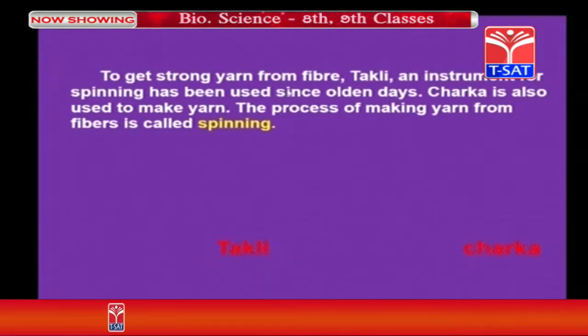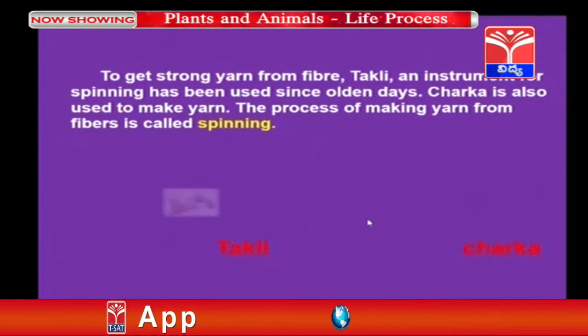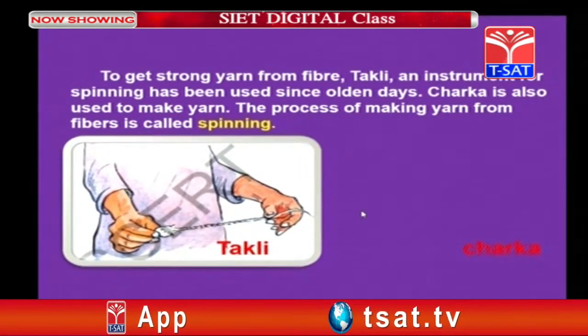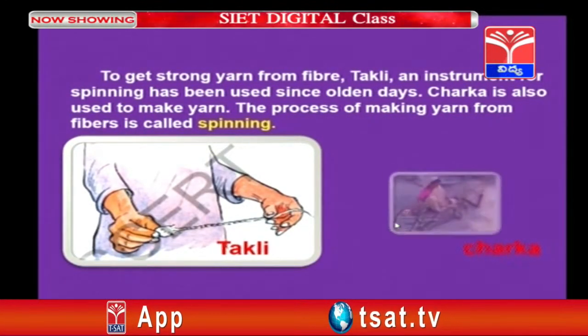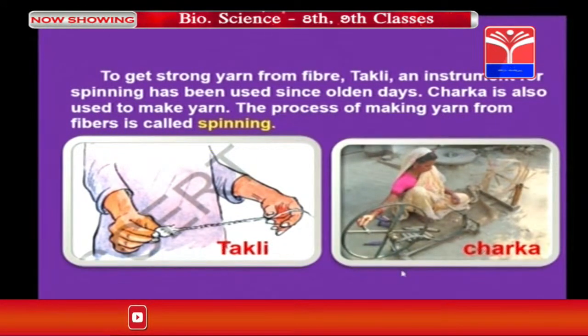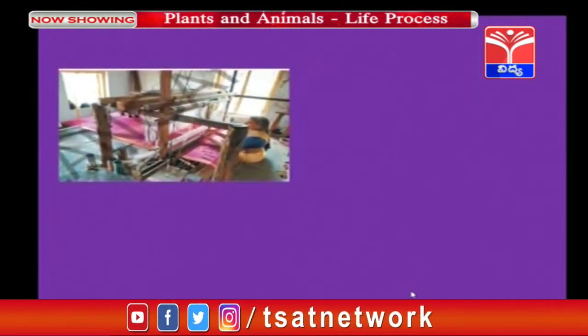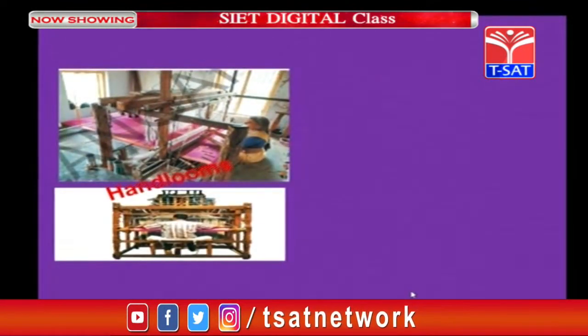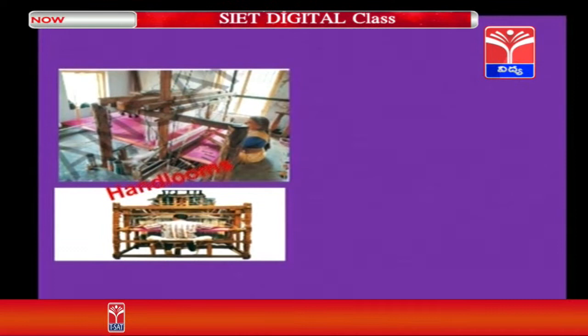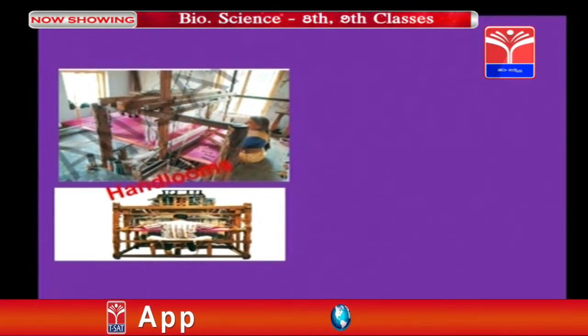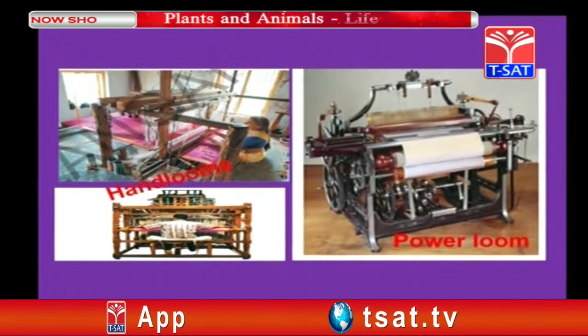To get strong yarn from fiber, an instrument for spinning has been used since olden days. Charka is also used to make yarn. The process of making yarn from fibers is called spinning. In olden days, handlooms are used to make the fabric from cotton yarn. Nowadays, power looms came into existence.